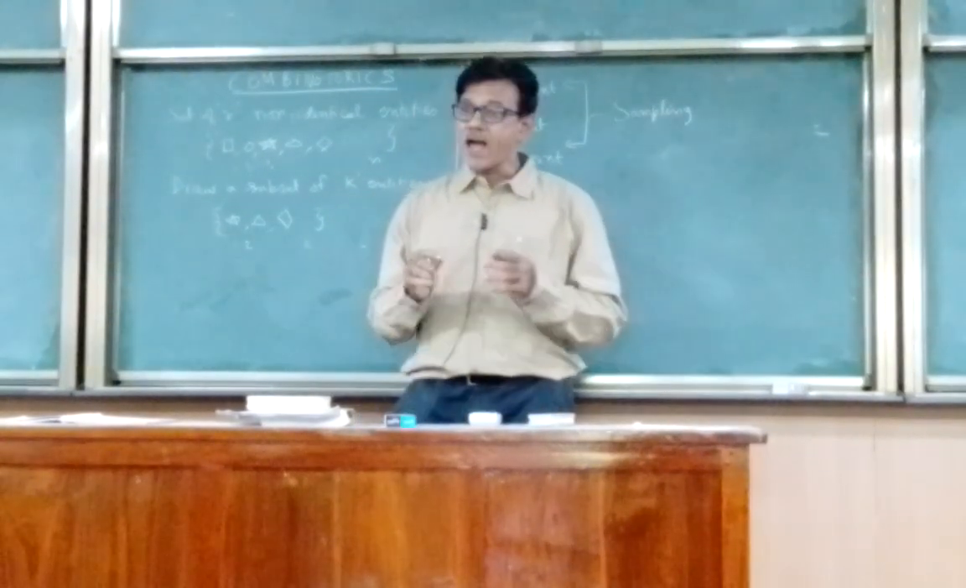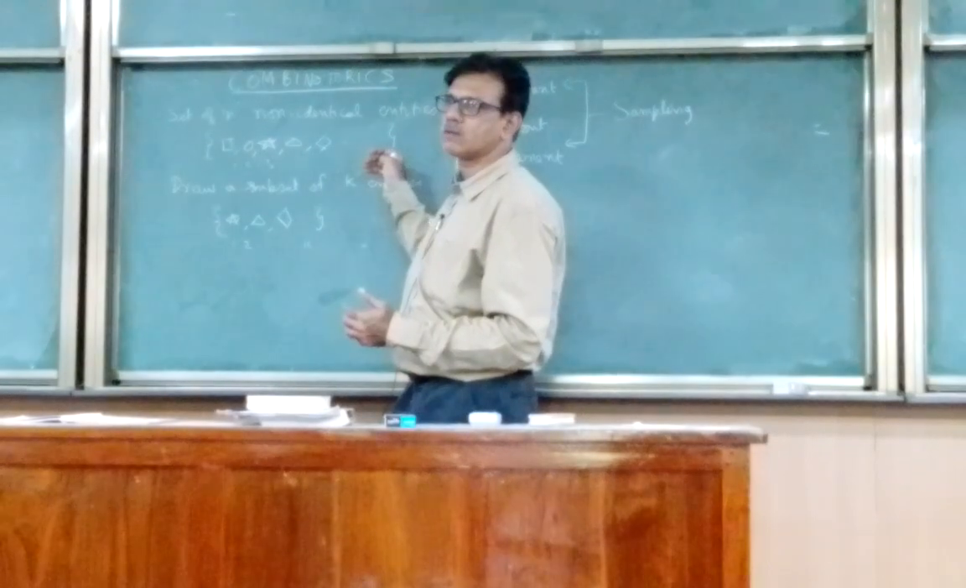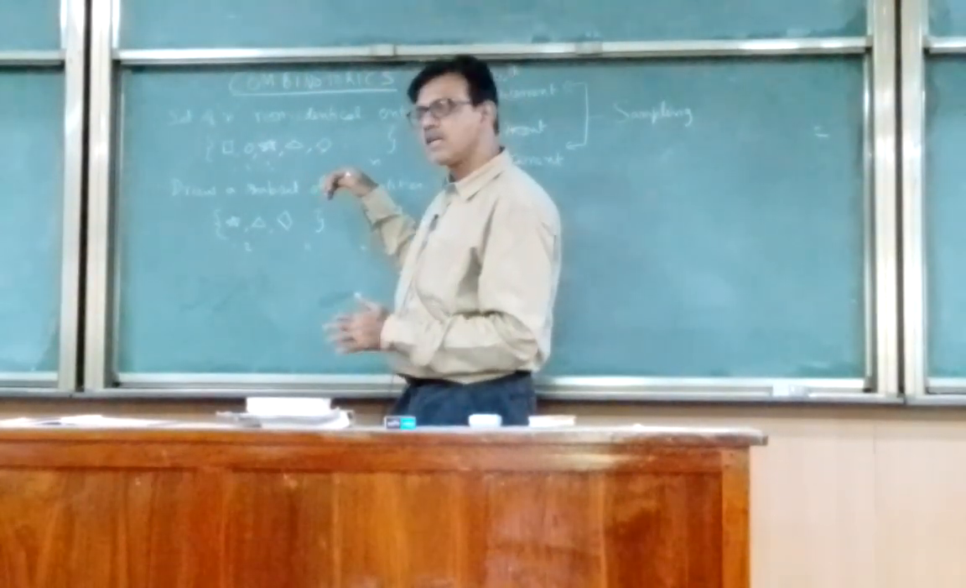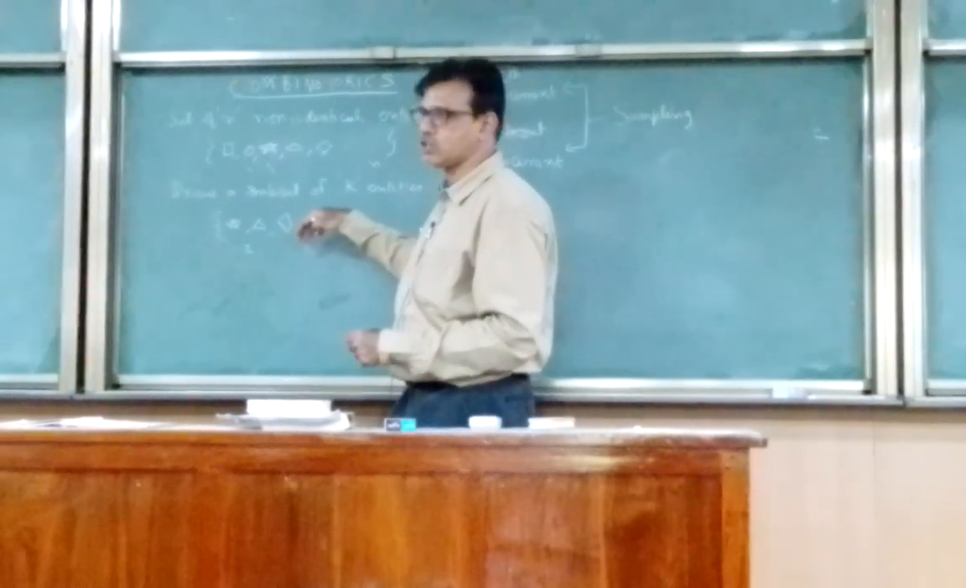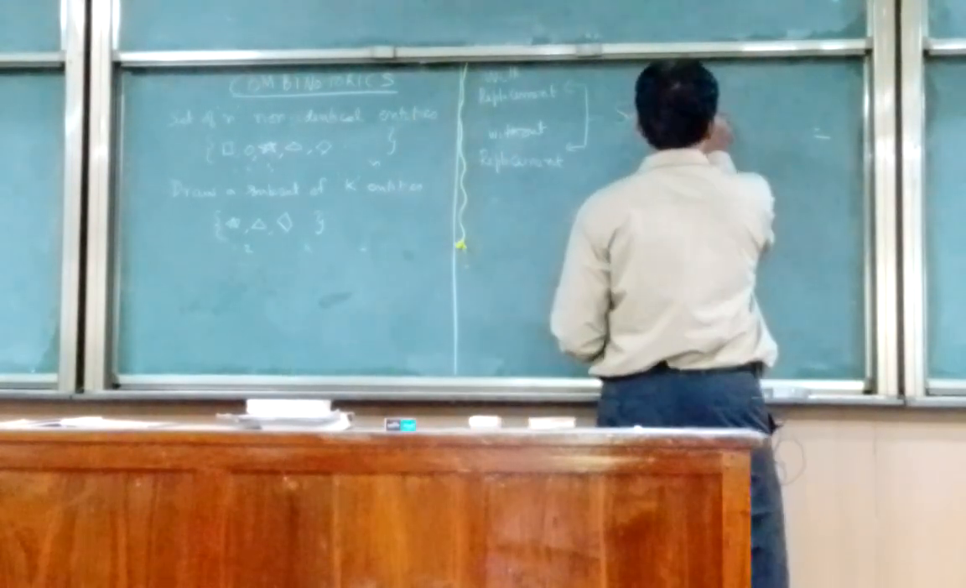So this is an ordered sampling of elements. The order in which they are sampled is important, or the items are arranged and how they are arranged is important. So that is one way. That is called ordered sampling.